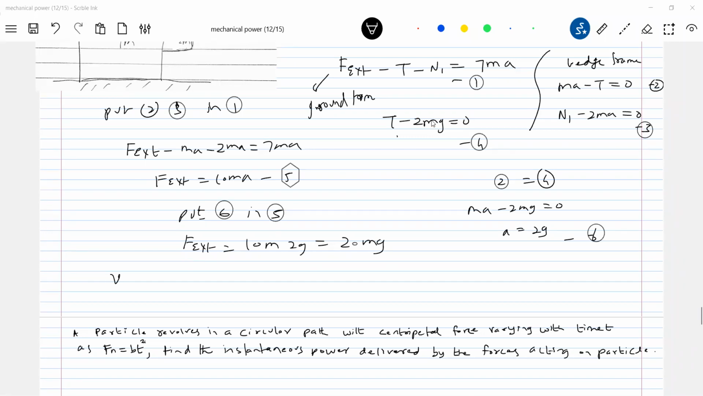Okay, so this is the expression for the velocity of the block. Velocity is equal to a into t. Because of constant acceleration, this will become 2gt. So then what is the expression for power? Power is equal to F external into V. So 20 mg into V. What is V equal to? 2gt.